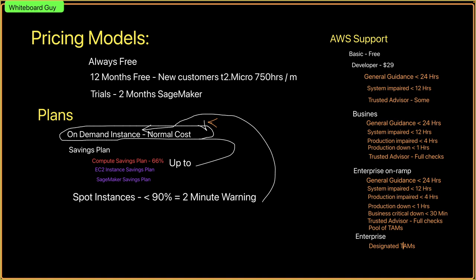Designated TAM that will be allocated to your account. They call this the single point of contact for you. That will be the person that will deal with you whenever there is any kind of event that is going wrong. Now, this does come in where they talk about pricing models.